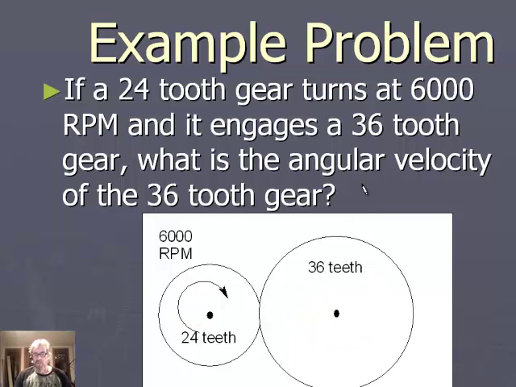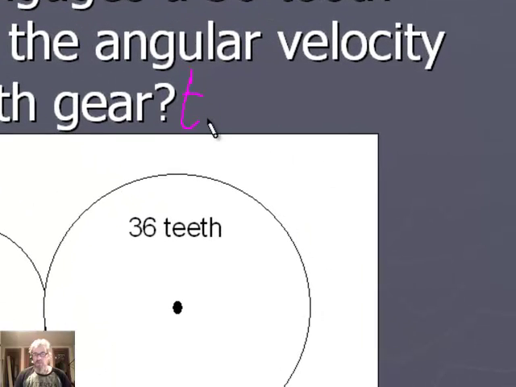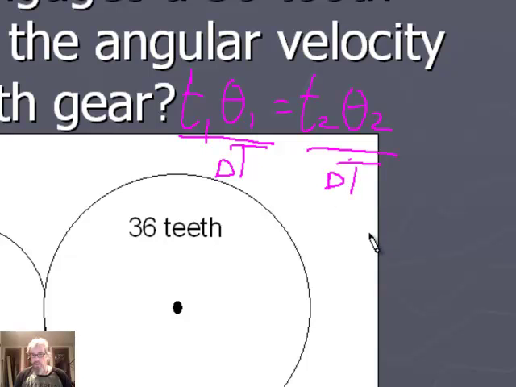We do know that the teeth of the first gear times theta for the first gear will be equal to the teeth for the second gear times theta for the second gear. However, if we were to take both sides of this equation and divide by delta time, I'm going to use capital T for time here just to keep things clear. The time that both of these gears turn will be the same time. So it's not like a delta T1 and a delta T2, it's just delta T.